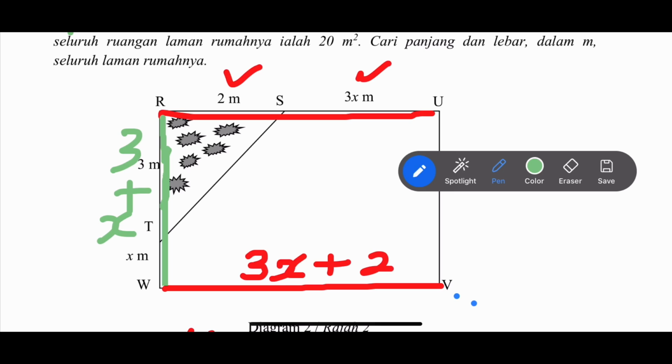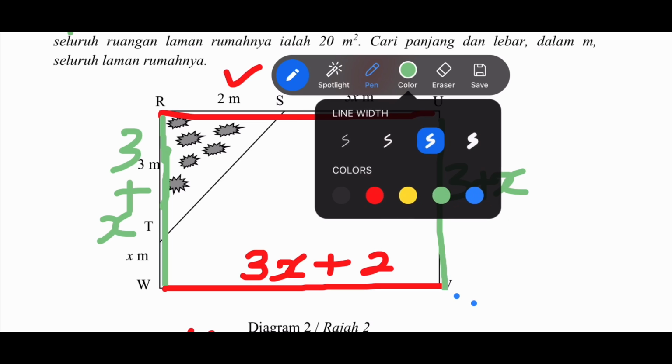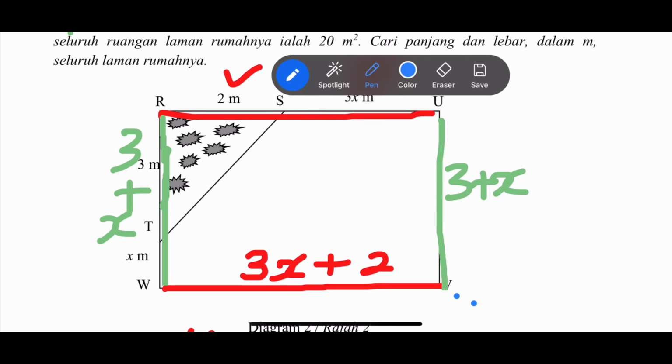I have 3 plus the x. So the width for both is 3 plus x, right? Now the formula for area of a rectangle, I'm sure every one of you knows, right? The area for the lawn is in the shape of a rectangle, so we need to take the length times width. Let's work out the area right now.